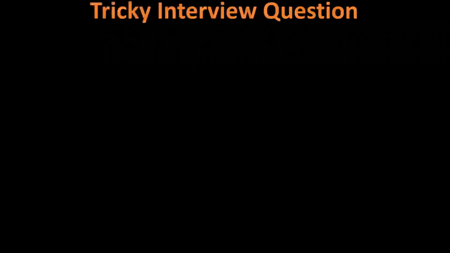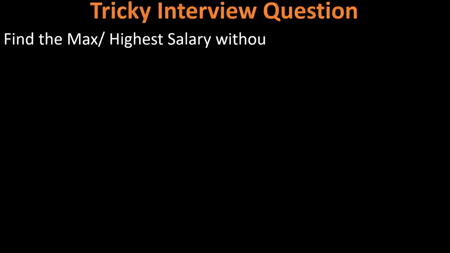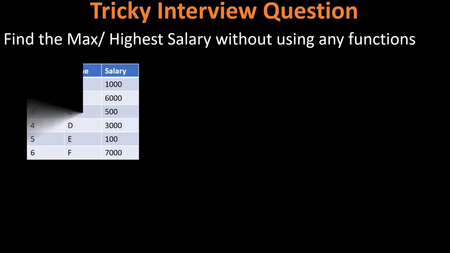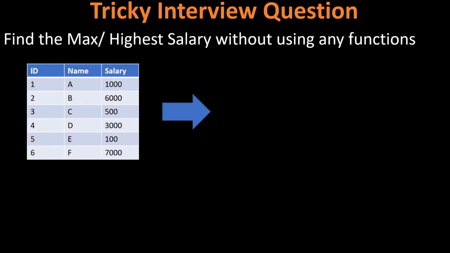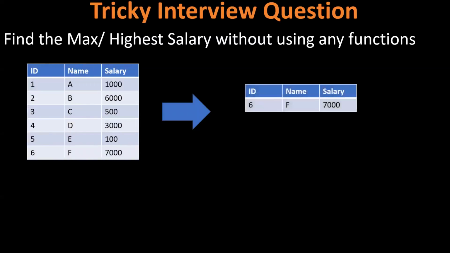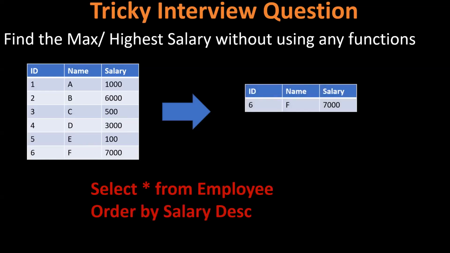Now we'll see one tricky interview question, that is how to fetch the highest or maximum salary without using any functions such as the maximum function, row number, or dense rank function. Consider this table. I want the top highest salary, that is 7,000, to be printed without using any function. It can be achieved by using the 12c feature. We just need to fetch first 1 rows only.